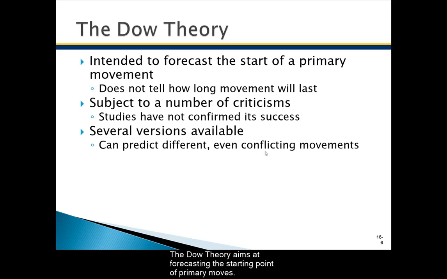The Dow theory aims at forecasting the starting point of primary moves. It's a very attractive theory for investors. However, the success of its implementation is questionable. The same market data may suggest conflicting movements.